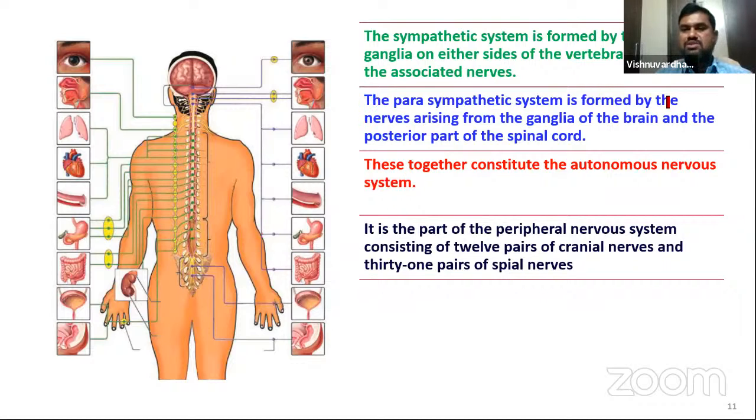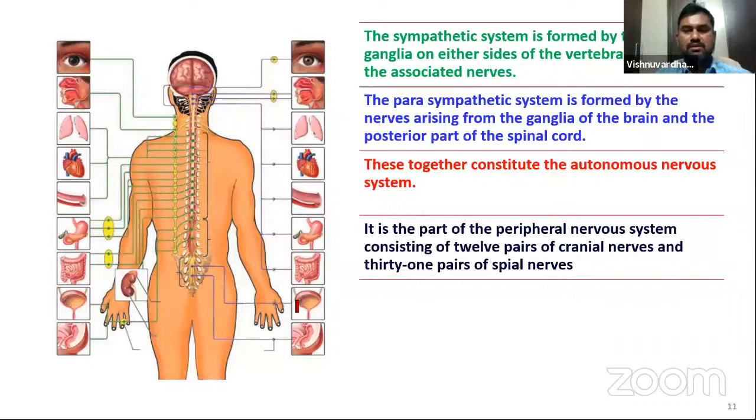The parasympathetic system is formed by the nerves arising from the ganglia of the brain and the posterior part of the spinal cord. This is the posterior part of the spinal cord and this is the brain. Okay, clearly observe that the parasympathetic system is formed by the nerves arising from the brain and the posterior part of the spinal cord only. Remember this. This is the anterior part of the spinal cord and this is the posterior part of the spinal cord.